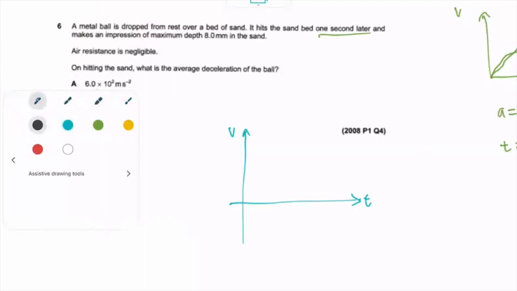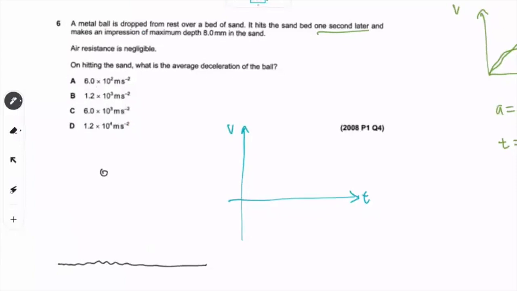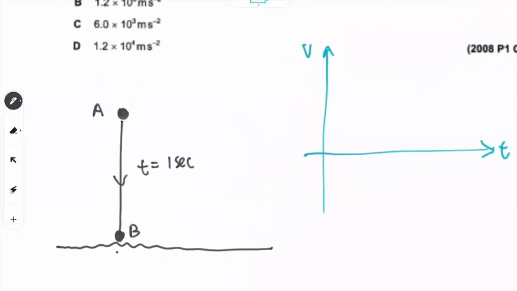So you have a bed of sand like this. Then you drop a metal ball here, point A, then it drops to point B here. From A to B, how many seconds? 1 second. Then it will go a bit down here to point C.